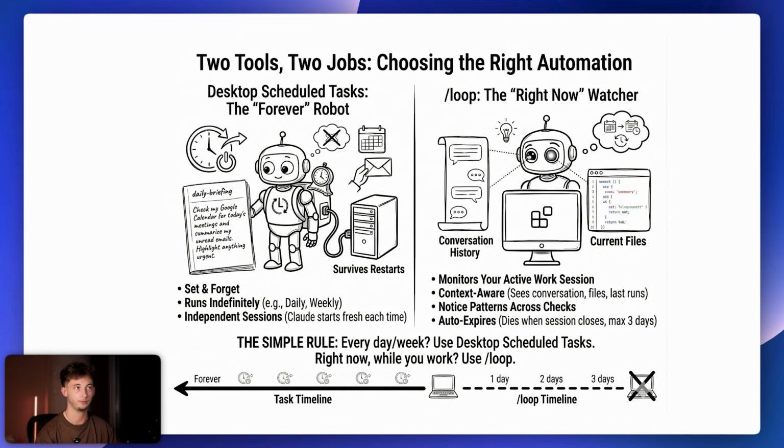So here's the simple rule. If you need something done every single day or every week on repeat, desktop scheduled tasks are going to be your go-to. If you need something monitored or checked right now while you're working, use Loop. 2 different tools, each does its own job.